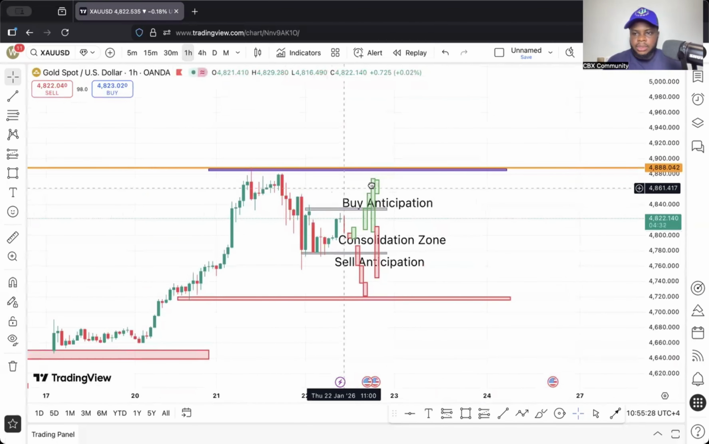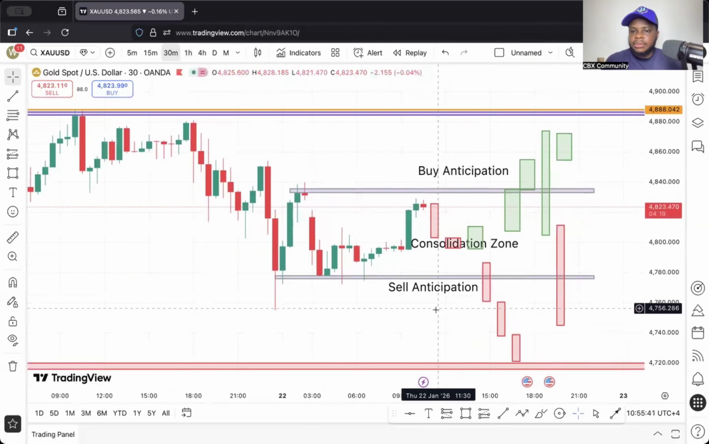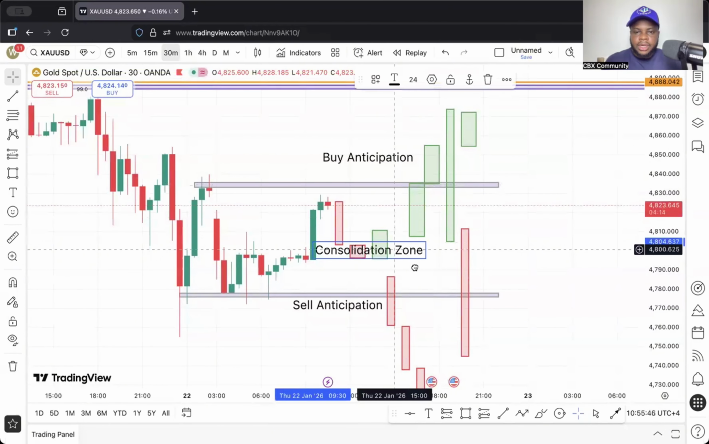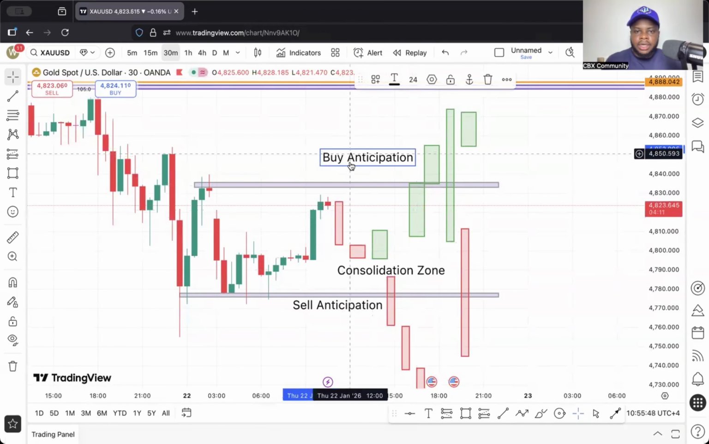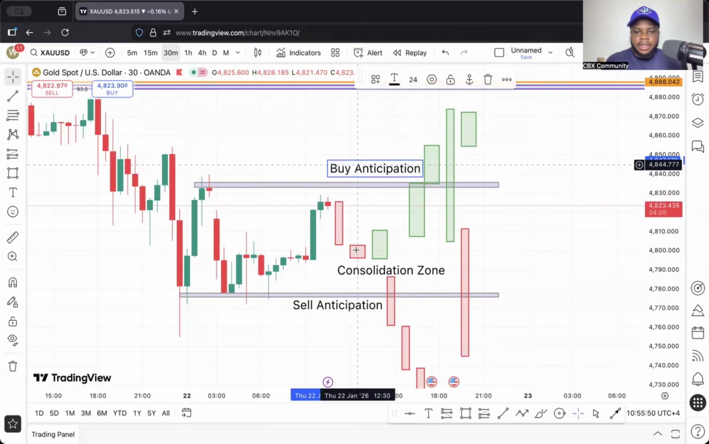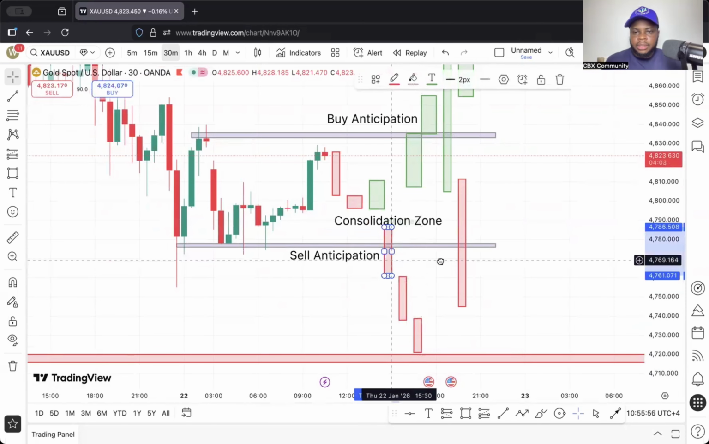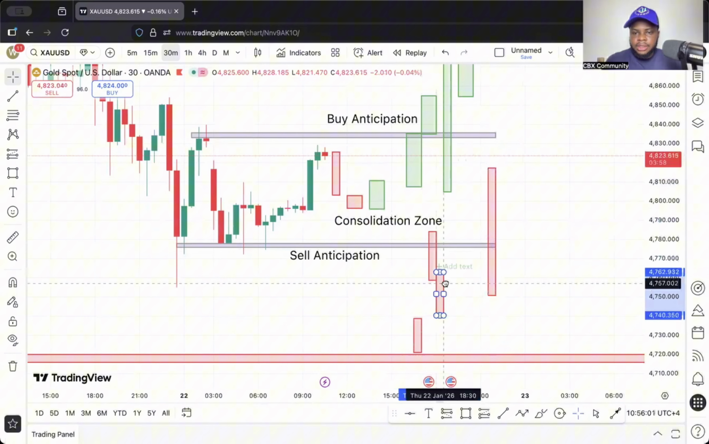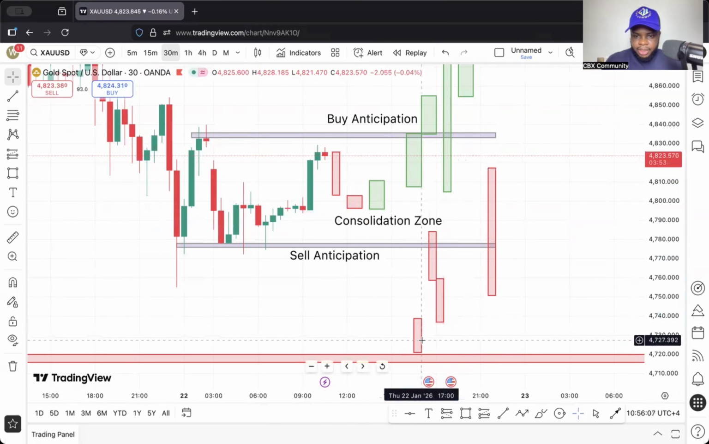Let's zoom the chart now. So this is our consolidation zone. This is our buy anticipation over here. And this is our sell anticipation. Let's just maintain all this. Let's just keep it, since this is what we are anticipating the market to give to us.